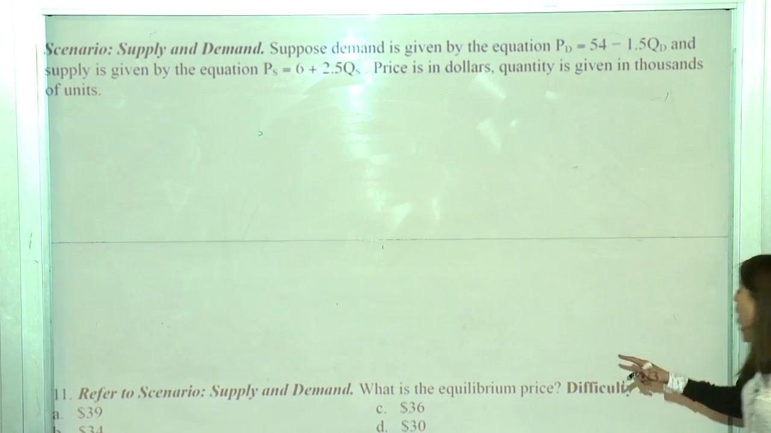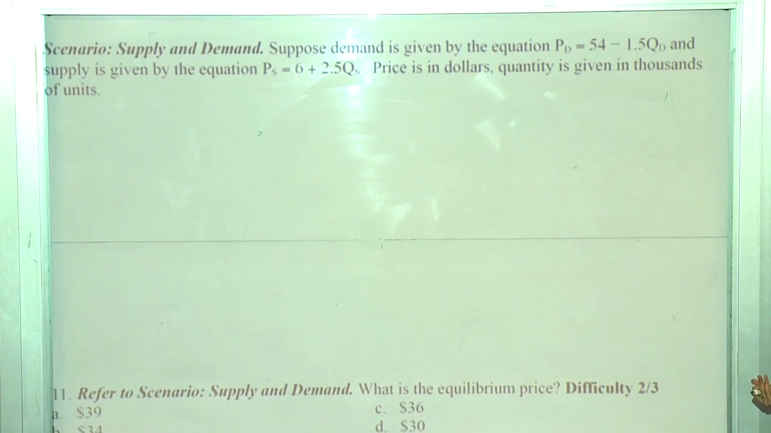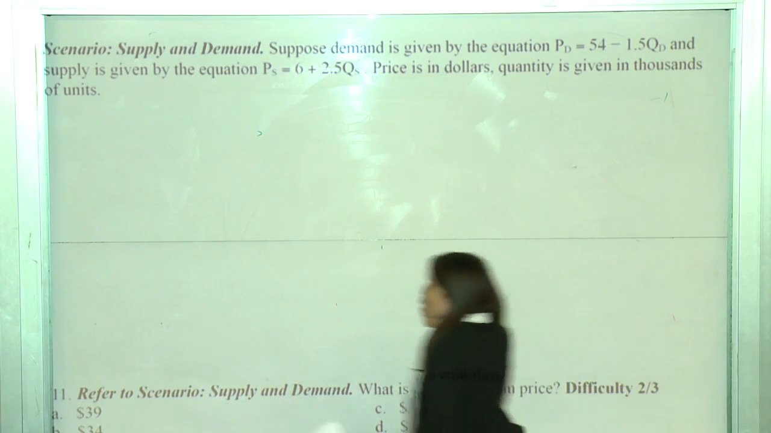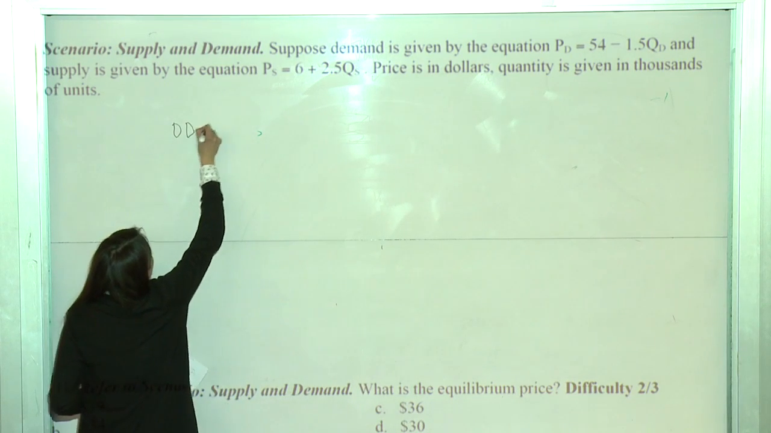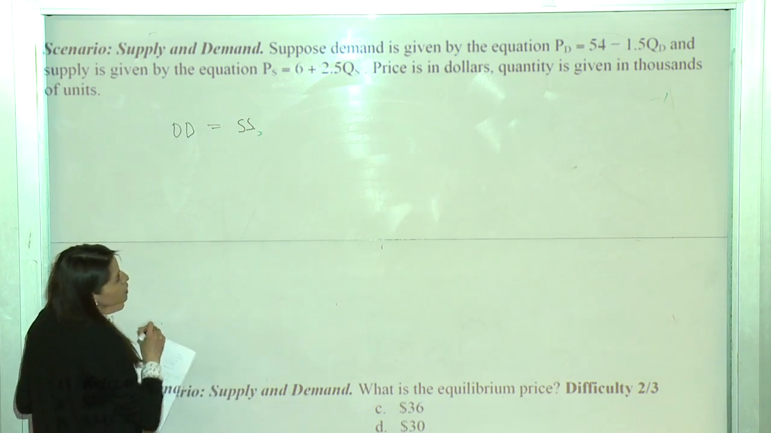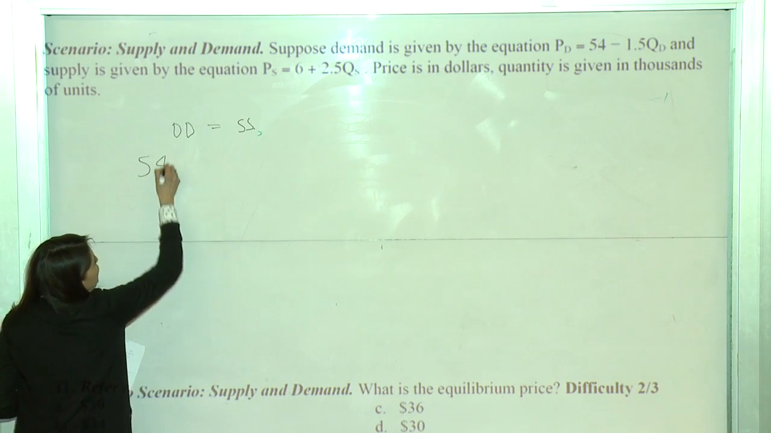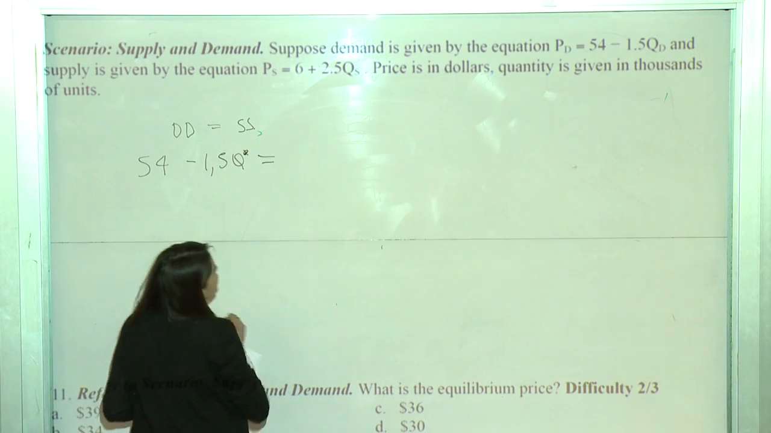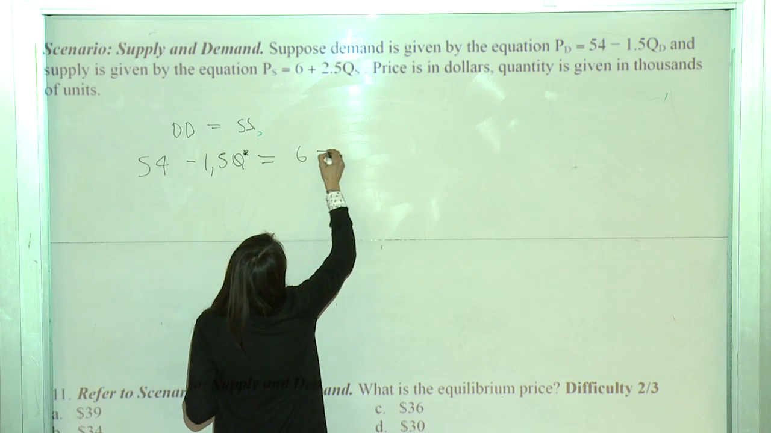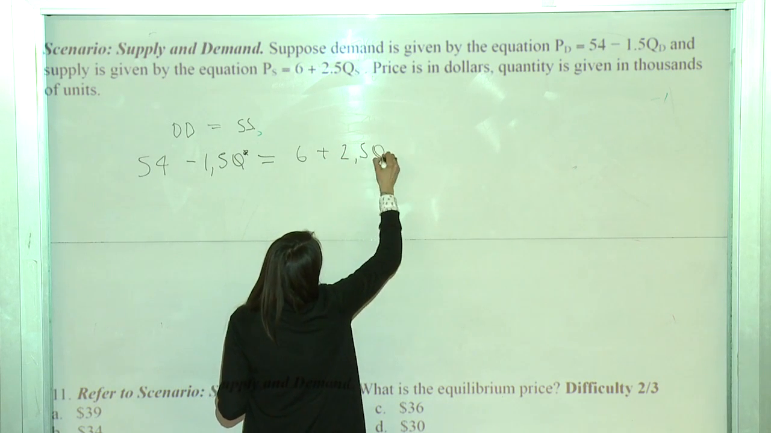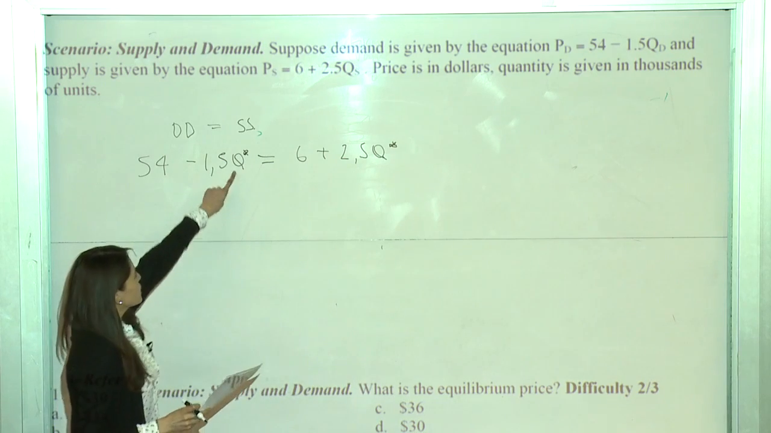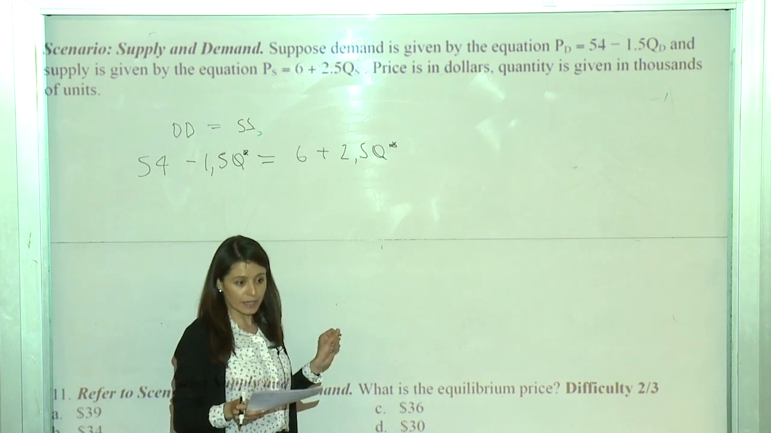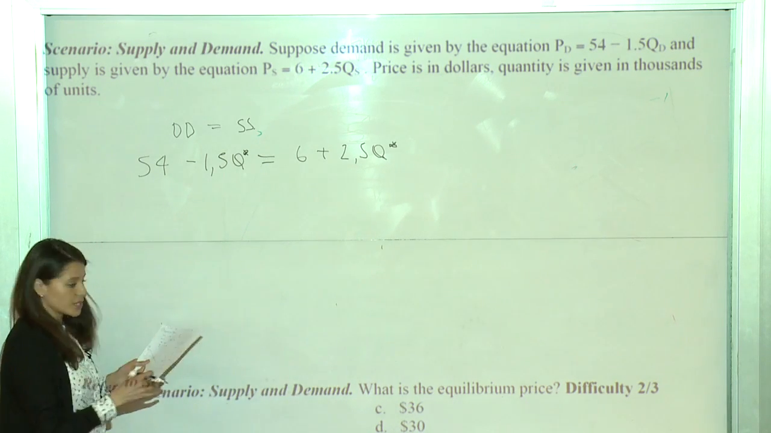So the first question is, what is the equilibrium price? How do you find the equilibrium price? You set them equal to each other, the two. Yes, exactly. So you make demand equal to supply. You make the demand function 54 minus 1.5 Q* equal to 6 plus 2.5 Q*. In this case, the Q of demand and the Q of supply are the same because we are in equilibrium, so I put a star on it, okay? And then you just solve this algebraically.